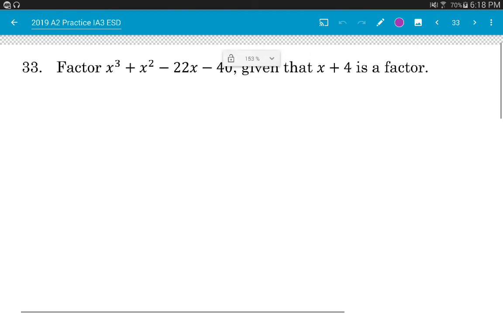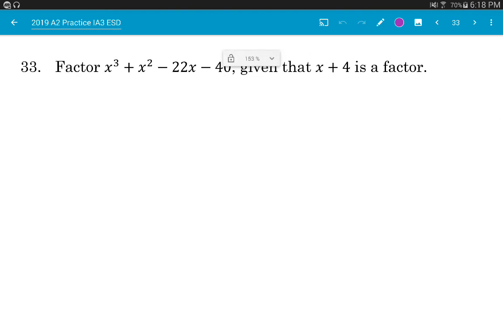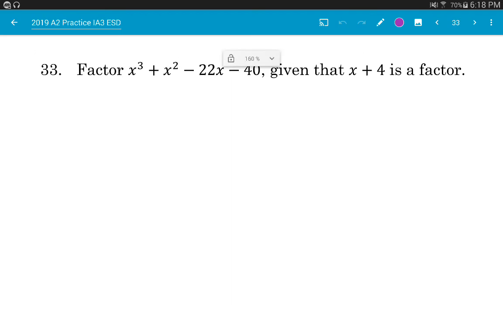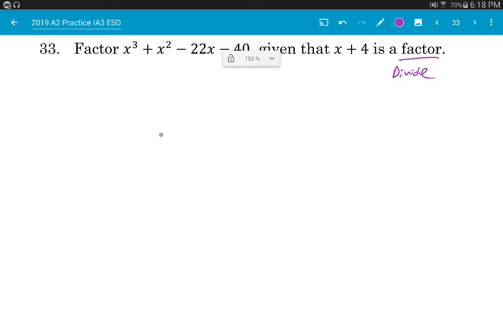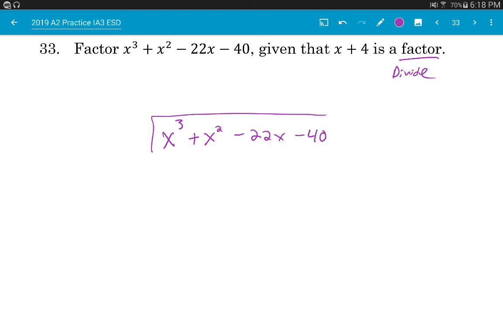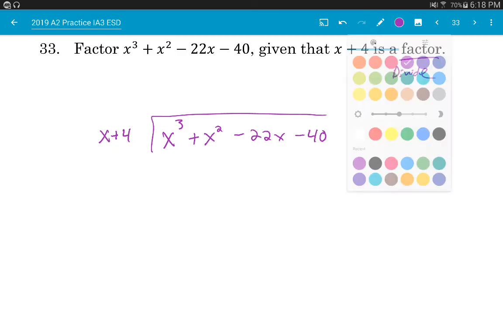Question 33. Factor this, given that x plus 4 is a factor. Factors divide in evenly. That's the definition of a factor. They divide in evenly. So, them telling me it's a factor tells me to divide. So, I'm going to do this quick because division takes a while. So, x cubed plus x squared minus 22x minus 40. That's all going to be divided by x plus 4.